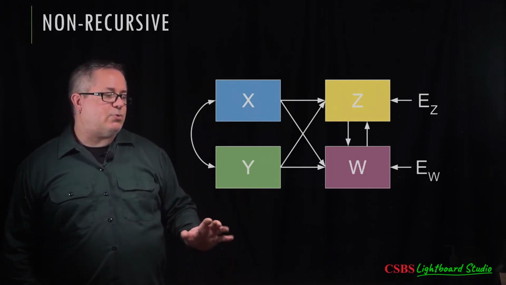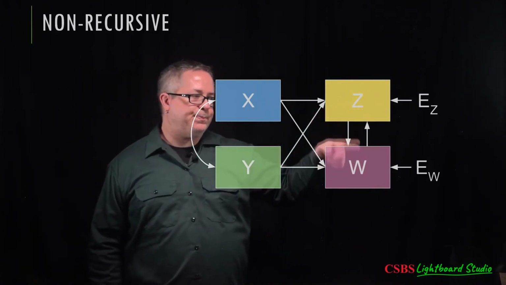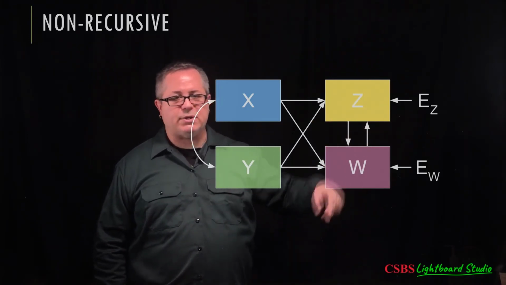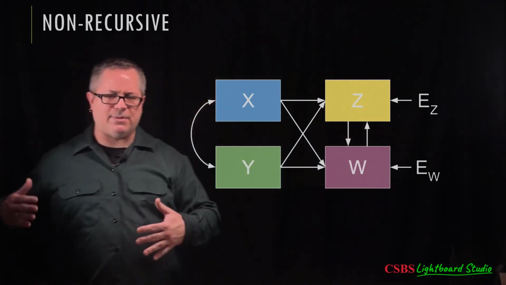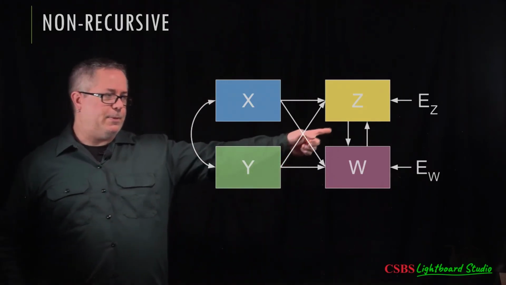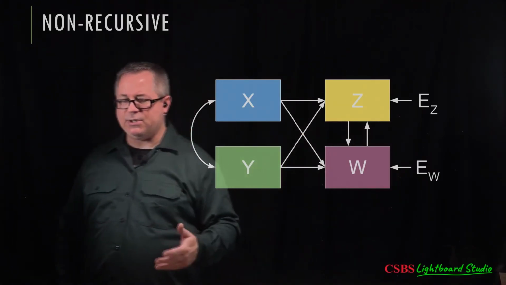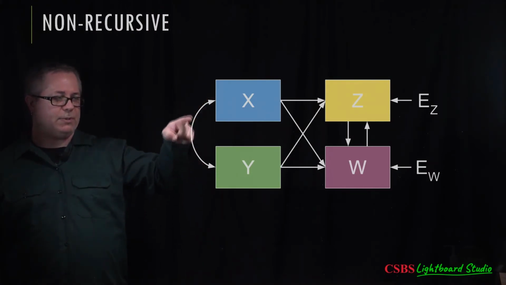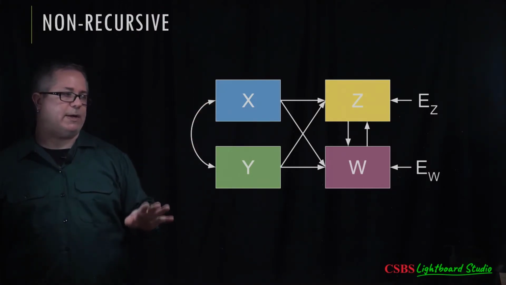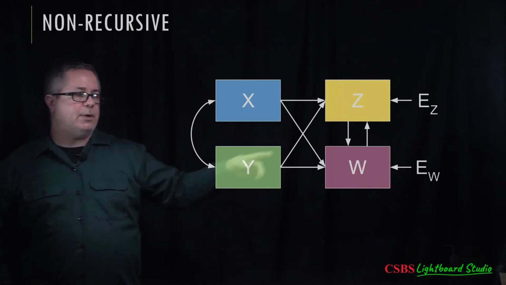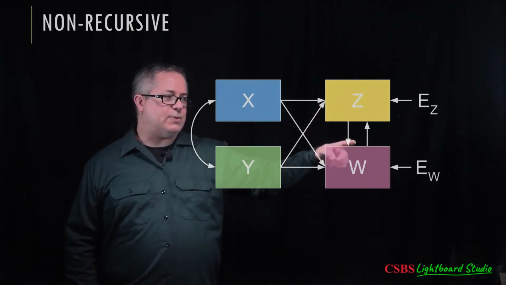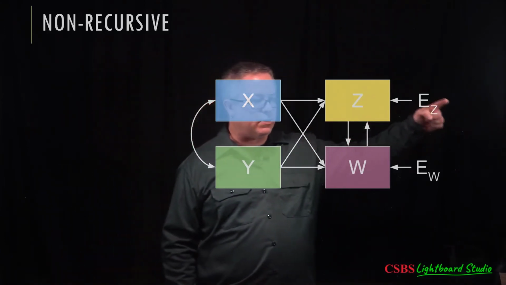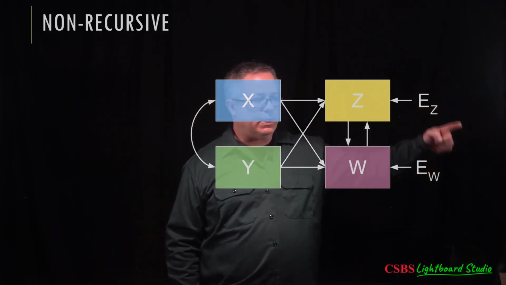So it would make sense: why don't I just correlate them? I would say I don't know what the direction is, I think Z predicts W at the same time as W predicts Z. The problem is only exogenous variables can be correlated. So I can put this correlation here between X and Y because they're both exogenous. Fine. But Z and W are both endogenous, so I can't just add a correlation here. The only thing I can do is correlate their errors here at the end.